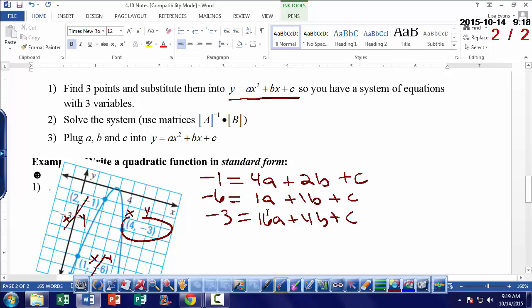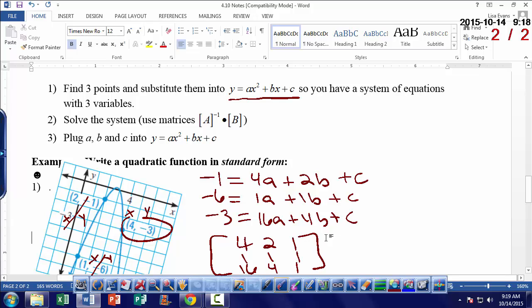Do you want to solve this system by hand? Probably not. So we are going to use matrices. You're going to need your calculator. We're going to take all our coefficients off. So 4, 2, 1, 1, 1, 1, 16, 4, 1. Take the inverse of this matrix and multiply it by our constants, our negative 1, our negative 6, and our negative 3. Put this in your calculator and you are going to get negative 2, 11, negative 15.